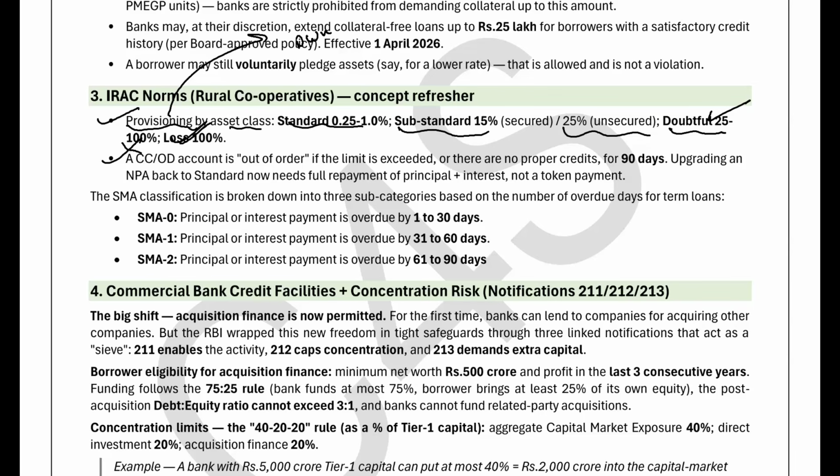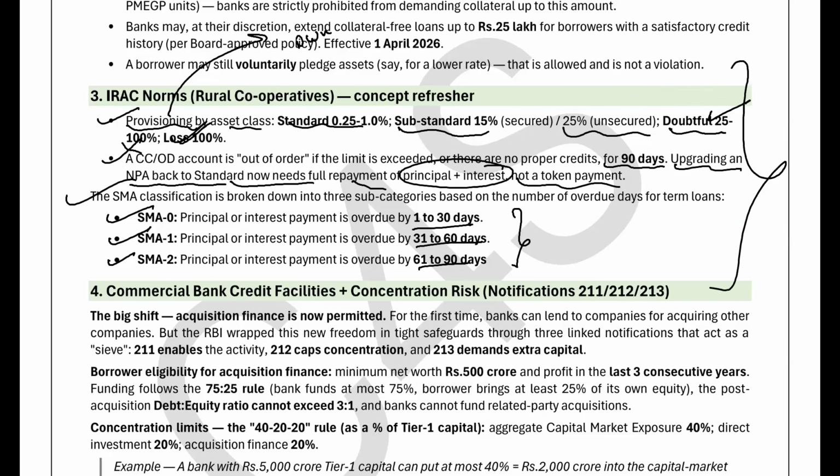Now a CC and OD account is out of order if the limit is exceeded or there are no proper credits for what? 90 days. Upgrading an NPA back to standard now needs full repayment of principal plus interest. Now, not a token payment. The SMA classification is broken down into the 3 subcategories, that is SMA 0, SMA 1 and SMA 2. 1 से 30 days, 31 से 60 days. This is the classification of NPA. Is it clear? SMA 1 समझ में आ रहा है, SMA 2, SMA 3. So you should remember it. ठीक है, अब ये सारी चीजों को आप याद रखिएगा. तो IRAC रूरल कोऑपरेटिव कंसेप्ट रिफ्रेशर में नॉर्म्स क्या है, प्लीज हैव अ लुक.